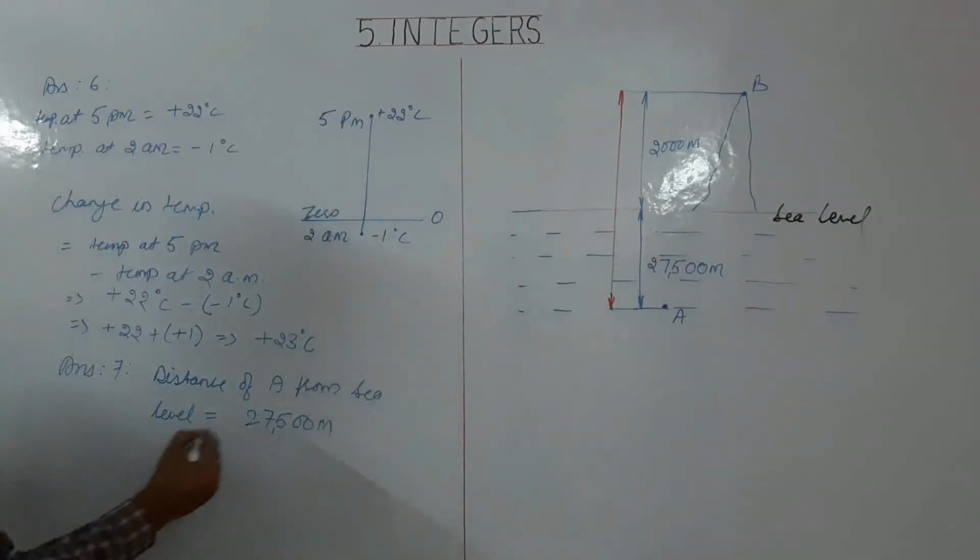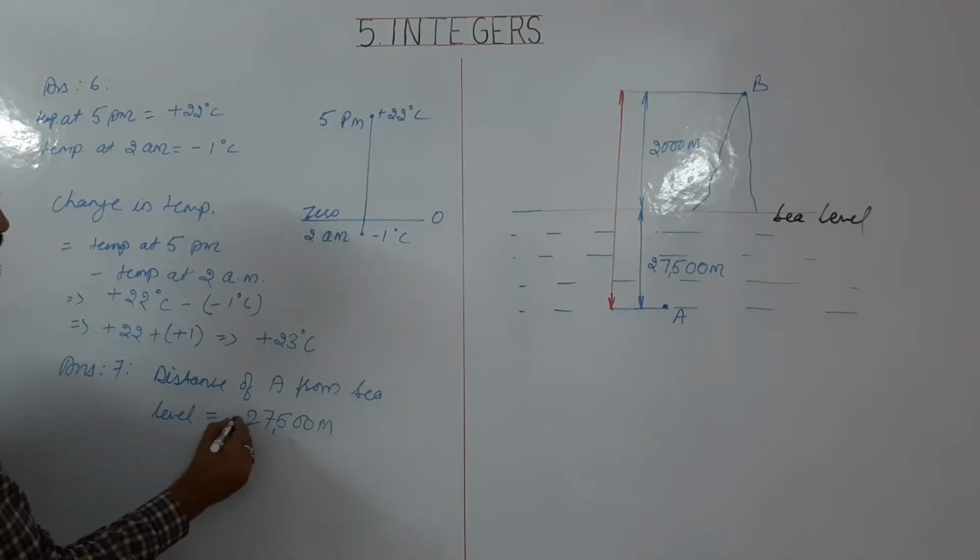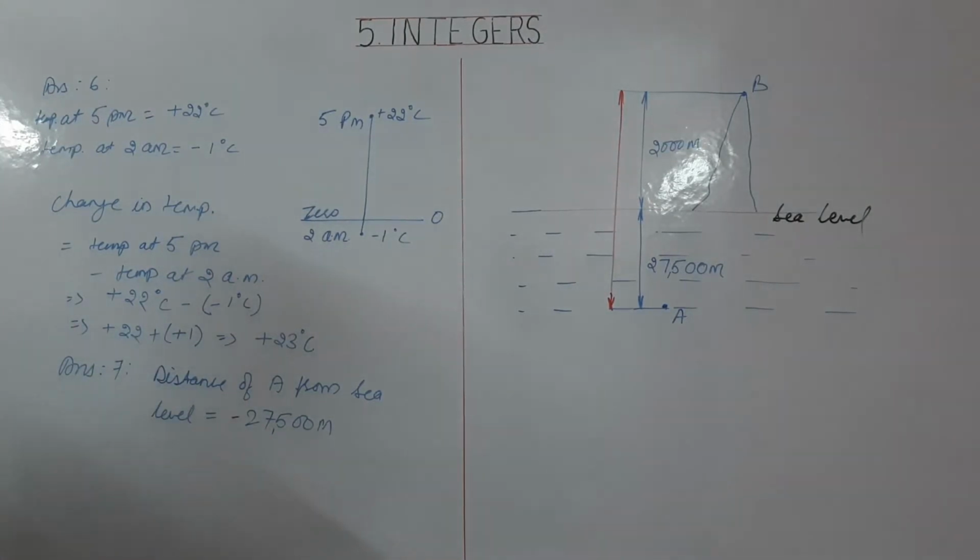Now we have to put a negative sign before 27500 meters. Why? Because this distance is below sea level, from sea level in the negative direction or vertically downwards direction. So we have to write minus 27500 for this.